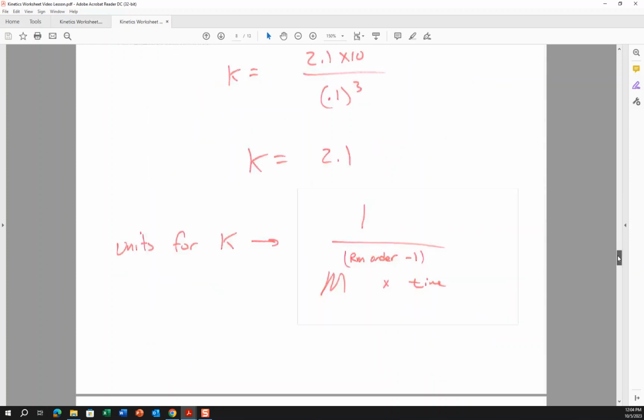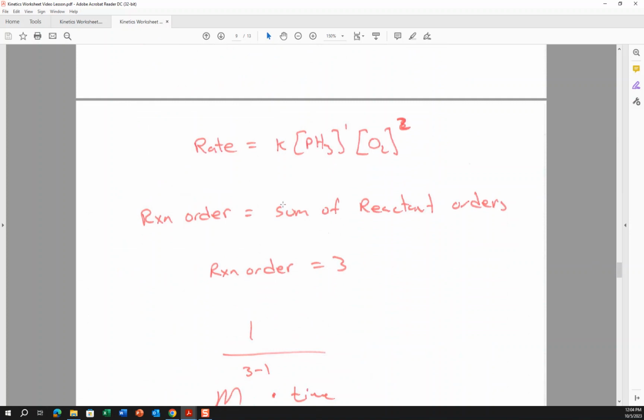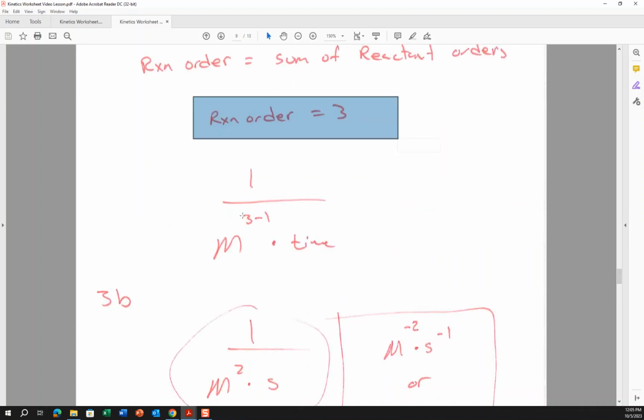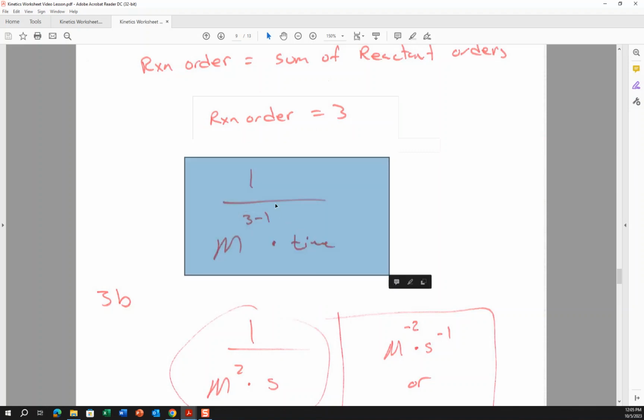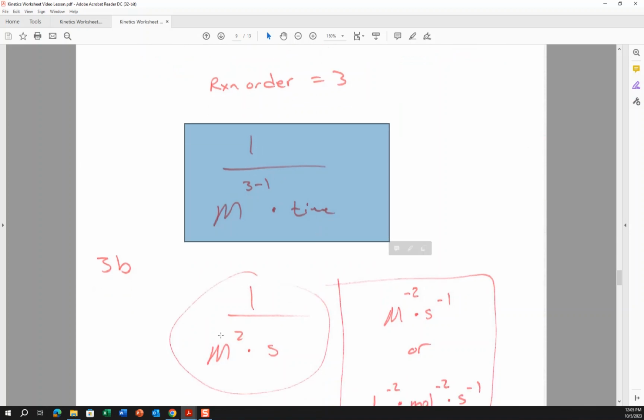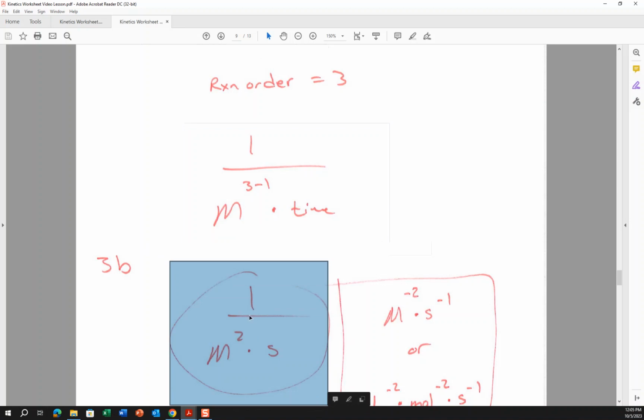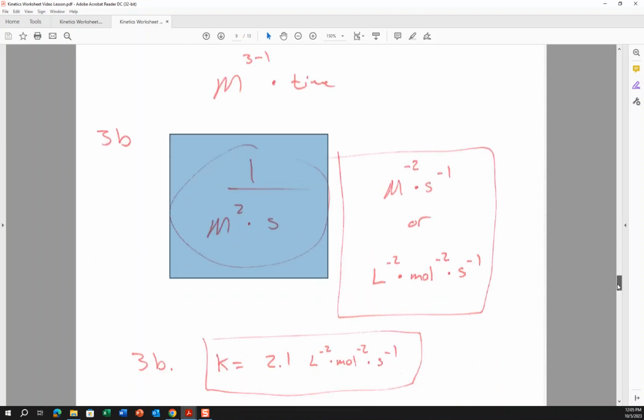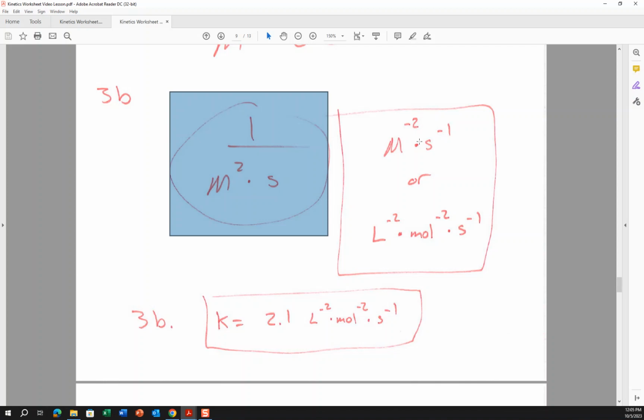So how do you find reaction order? It's really easy. Reaction order is the sum of the reactant orders. The one reactant order was 1, the other reactant order was 2, so the overall reaction order is 3. If we plug our reaction order, which in this case happens to be 3, into our units of K shortcut, we get 1 over molarity raised to the 3 minus 1. So that's 1 over molarity squared times 1 over seconds.